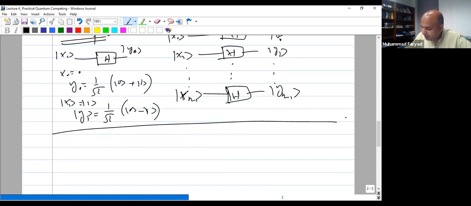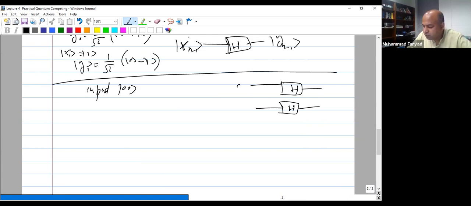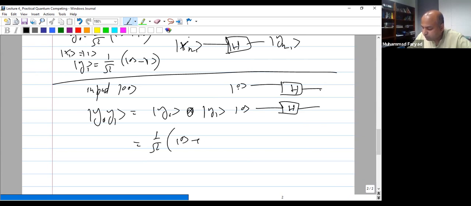So let's take another example. Let's say we have a 2 qubit circuit. Suppose the input is 0, 0, so what would be the output? It means this is 0, this is 0. So the output y0, y1 I can write simply as output y0 tensor output y1. If this is 0, output y0 should be 1 over root 2 times (0 plus 1). And if this is 0, the output should be 1 over root 2 times (0 plus 1).